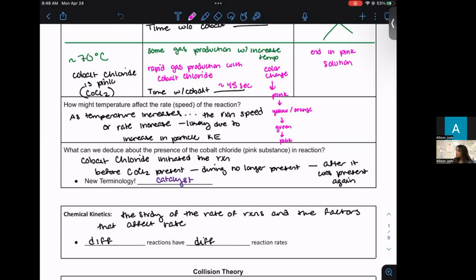So let's do a quick review on what collision theory says. What was one of the principles of collision theory? What could someone describe to me as one of the principles? One of the 2 big ideas behind collision theory? Yes, you need to have your particles.